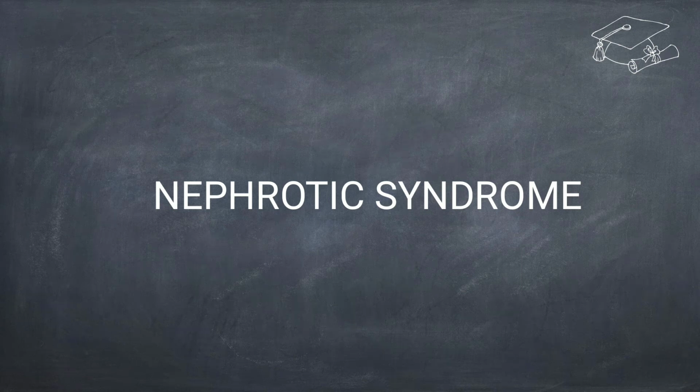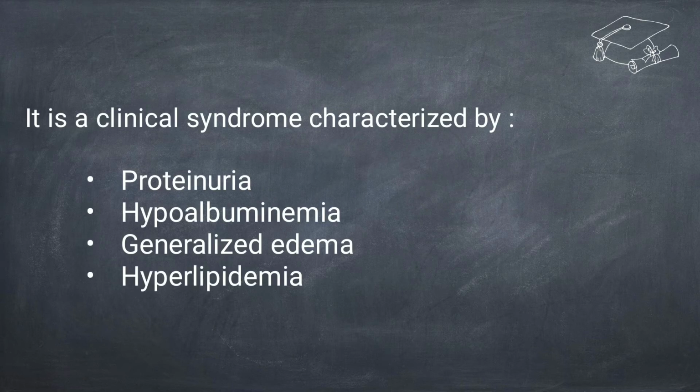Today we'll be studying about nephrotic syndrome. So nephrotic syndrome is a very important 10 marker, and by definition, it is a clinical syndrome which is characterized by four things, alright? That's proteinuria, hypoalbuminemia, generalized edema, and hyperlipidemia.